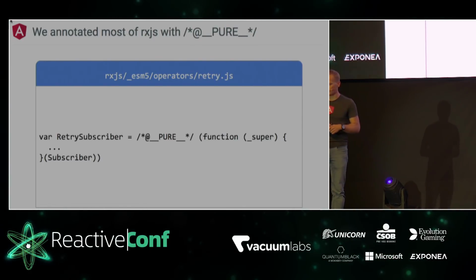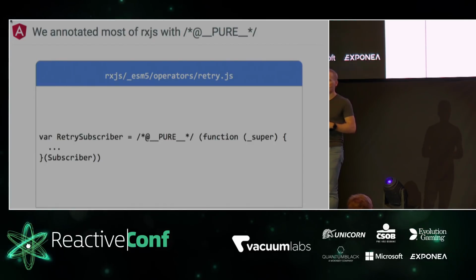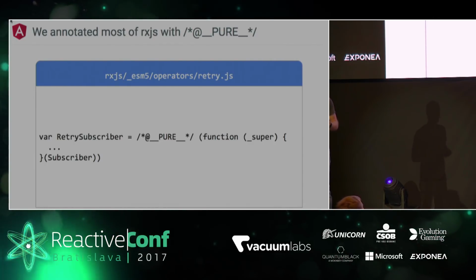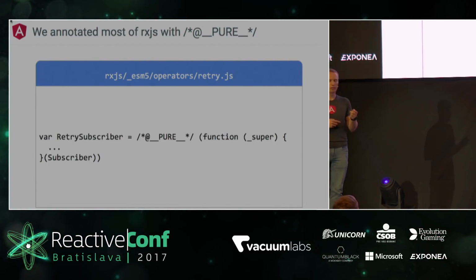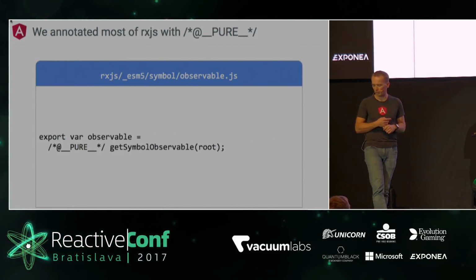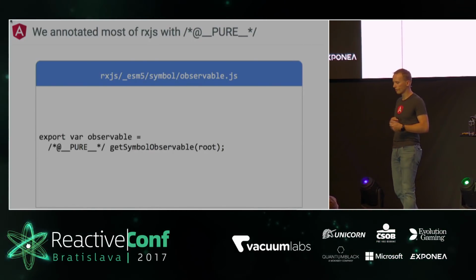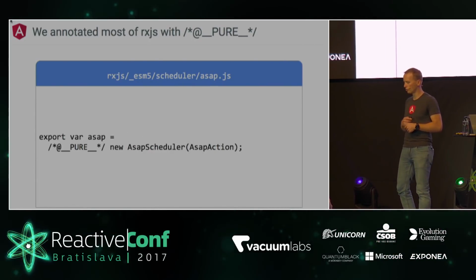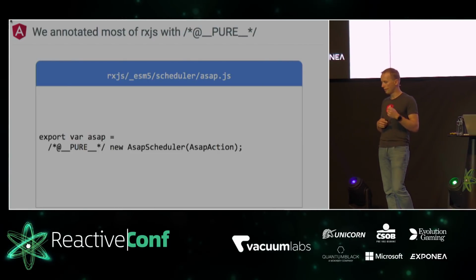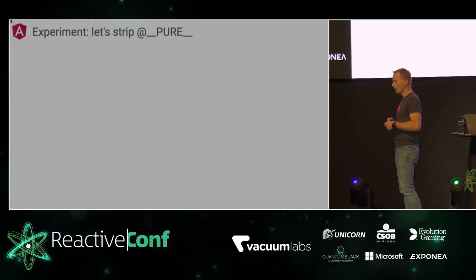A good example of that is the retry subscriber, which was a class, was down-leveled, and retained by Uglify. If we mark it with pure, it will be removed if not used by anybody else. The same with observable. This is a good example of a getter or factory function that is retained, usually without the pure annotation, a new constructor call, and so on.